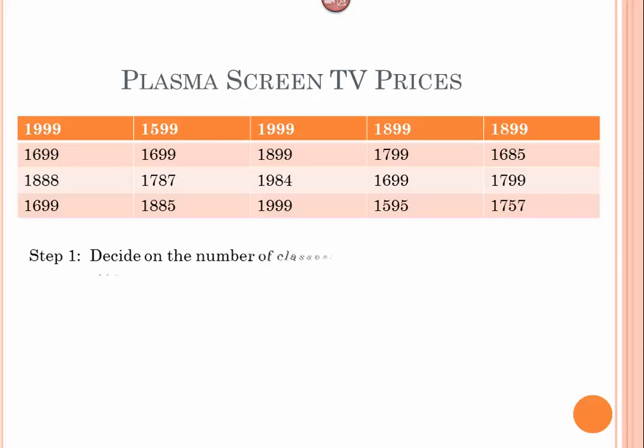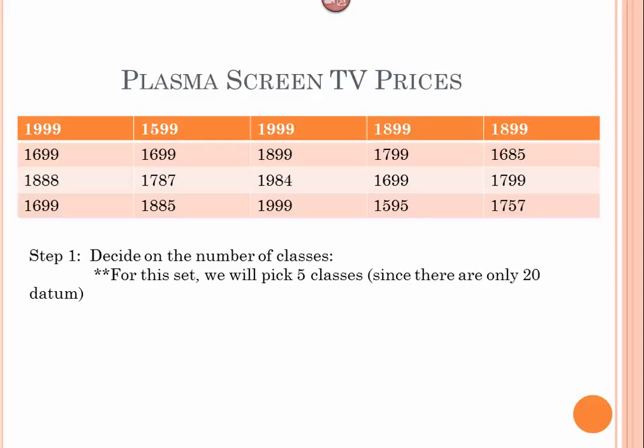So first of all, we want to decide on the number of classes. Now for this set of data, we're going to have 5. And since there's only 20 of them, that would put 4 in each category if they were spread out in a uniform manner. So that seems appropriate. We're going to just pick 5, the lower end.